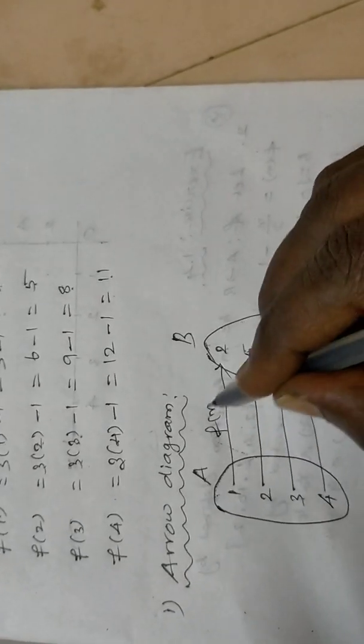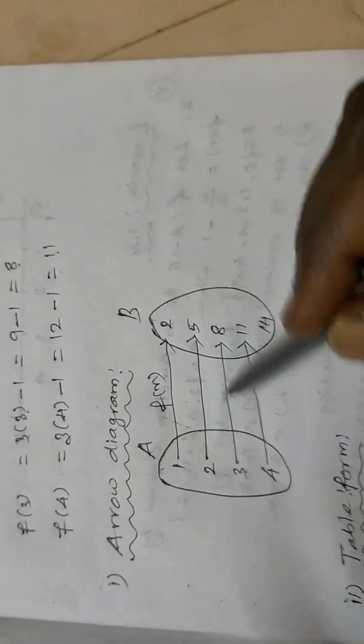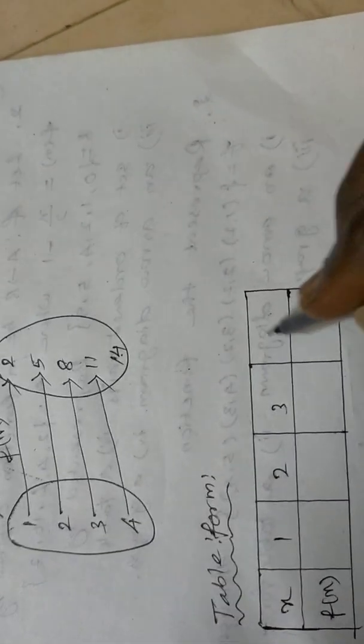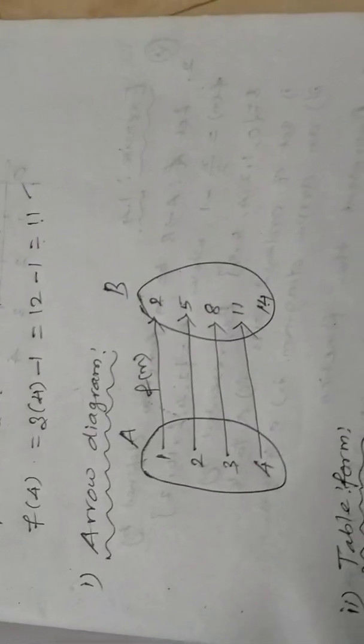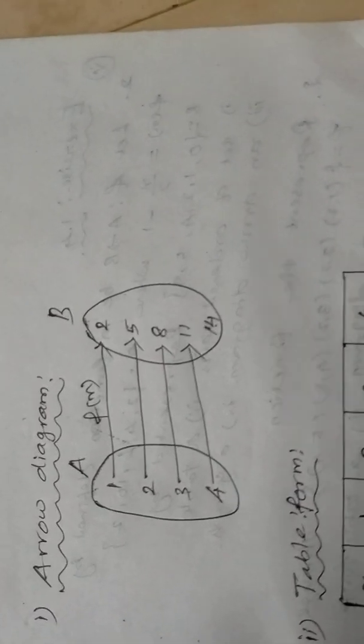So this is the arrow diagram. Then the second one is table form, with x and f of x. Under x, the values of set A: 1, 2, 3 and 4. Then from the values 2, 5, 8, 11: 1 goes to 2, 2 to 5, 3 to 8 and 4 to 11.